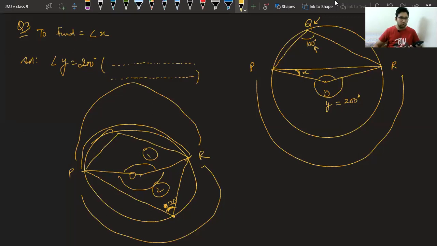100 degree, Vaishnav, if this angle is 100 degree at point D, which angle will be twice of it? Angle 1 or angle 2? Vaishnav, Dipanshi, very good beta. If the angle at point D is 100 degree, which angle will be twice of it? Angle 2. Now I think you are able to understand why I got y equal to 200 degree.